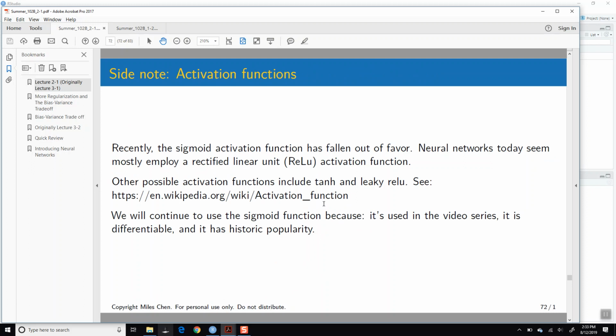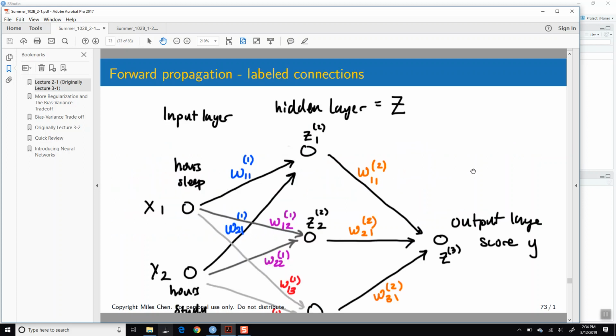There's a bunch of different activation functions. The sigmoid activation function has fallen out of favor recently, and we prefer the rectified linear unit. It doesn't matter, we're just going to continue using this.